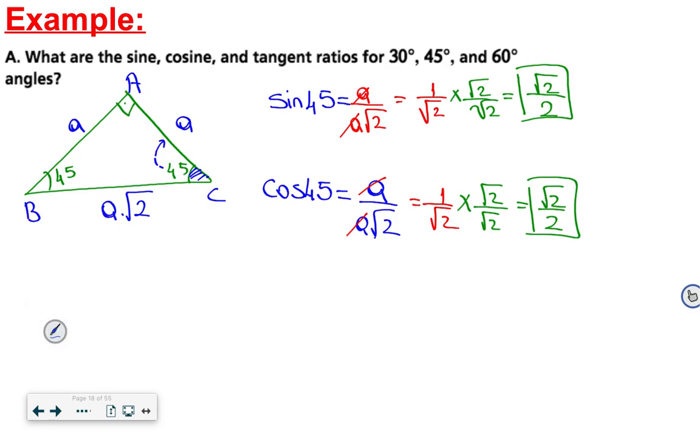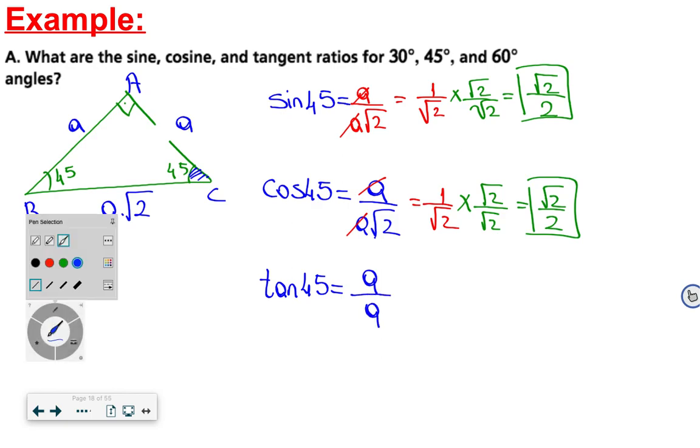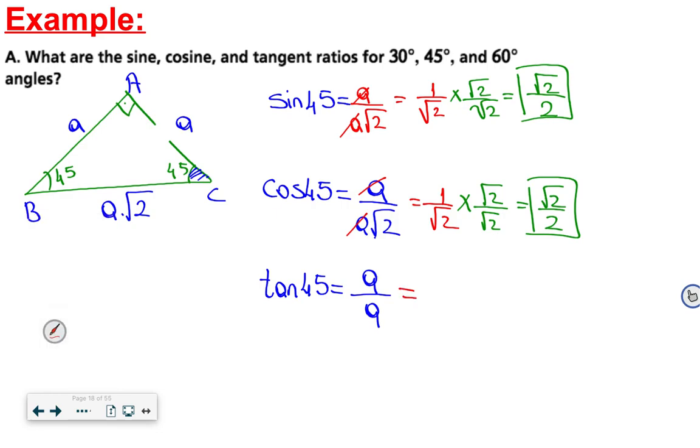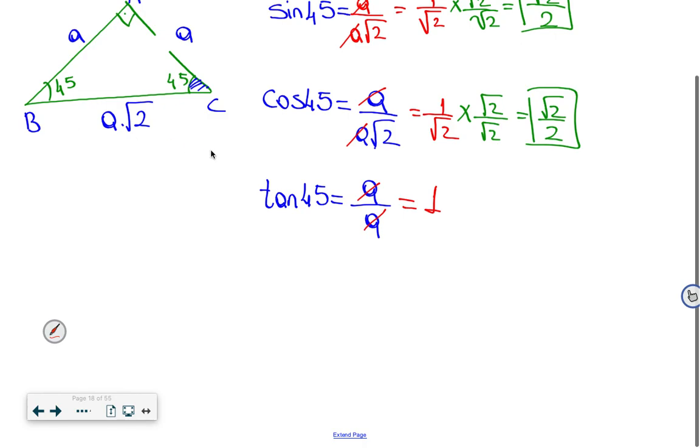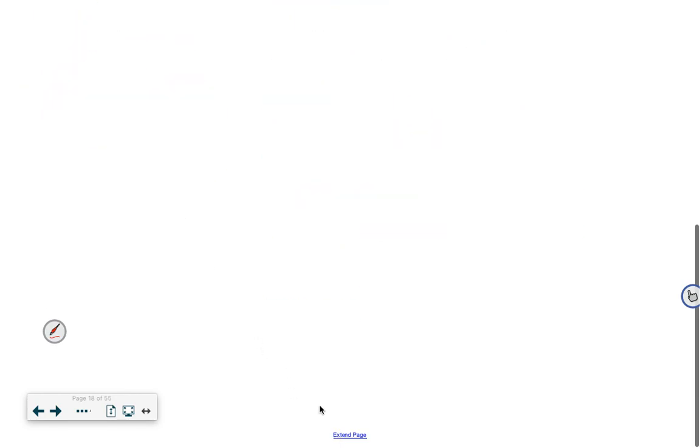The last one is tangent 45. What was the tangent? Tangent is opposite over adjacent. Opposite side is A over adjacent is A. When you simplify this, ladies and gentlemen, you will find 1 is the trigonometric ratio of tangent 45. All right, ladies and gentlemen, next part is 30, 60, 90 degree.